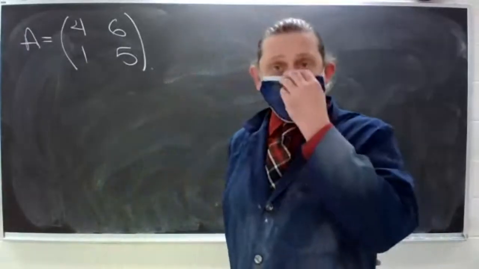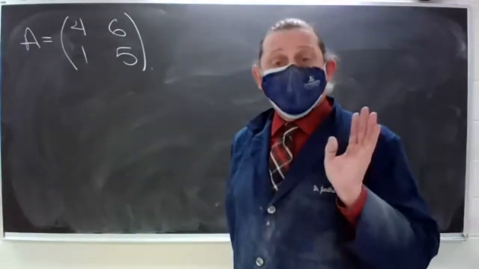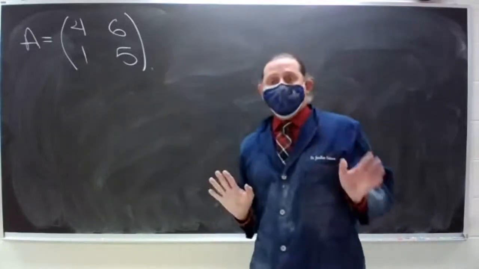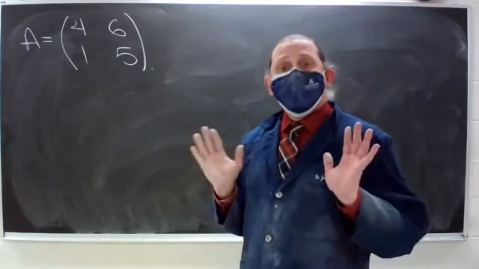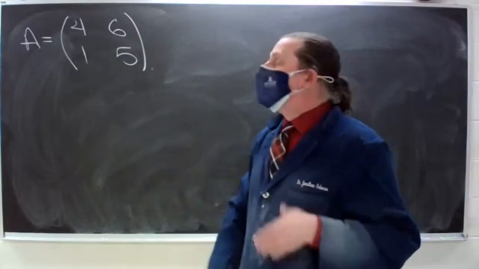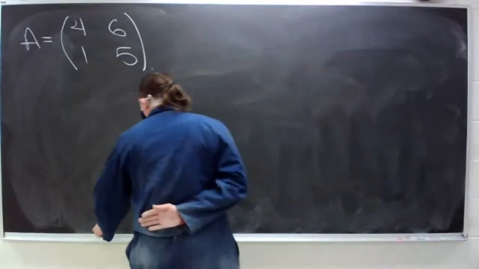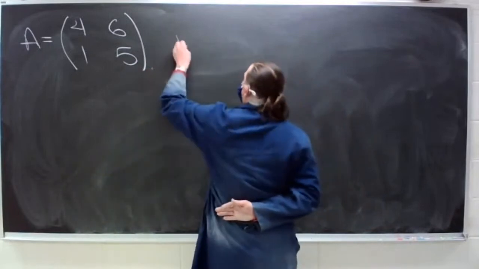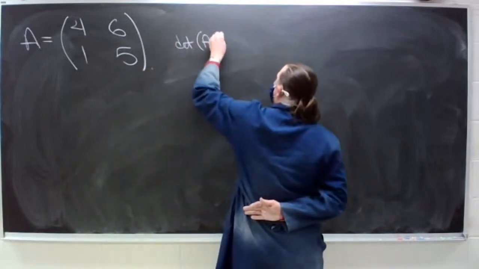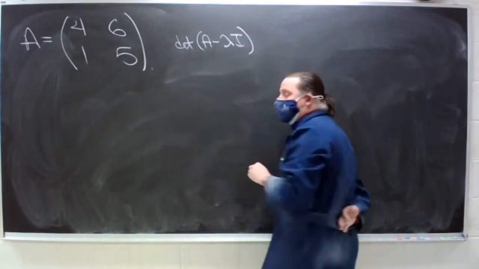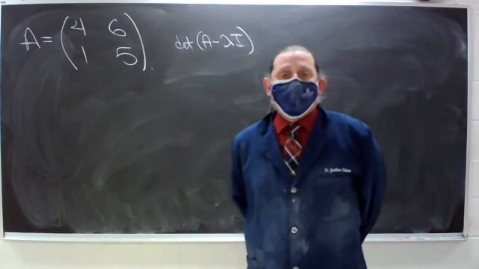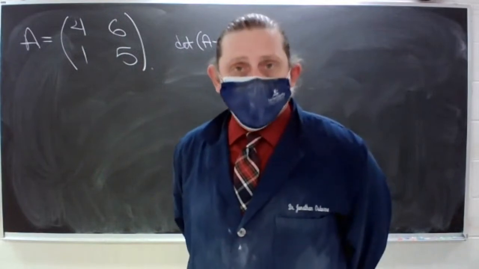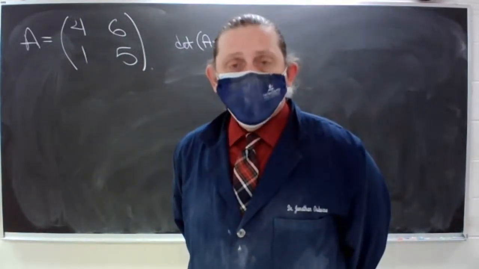So suppose that we wanted to go through the whole process of diagonalizing this matrix. I need to find eigenvalues and eigenvectors. The first thing that I'm going to do is find my eigenvalues. So I investigate the determinant of A minus lambda I. That will give me the characteristic polynomial of this matrix.